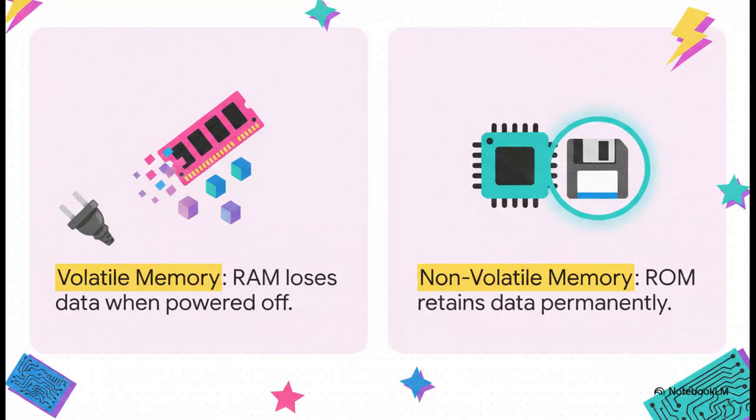Now, another absolutely crucial concept is understanding your memory types. Specifically, that ROM, read-only memory, is non-volatile. That simply means it permanently keeps its data even when you unplug the machine. RAM, on the flip side, is volatile and gets completely wiped clean the second you shut down. This exact comparison is a huge favorite for exam questions.